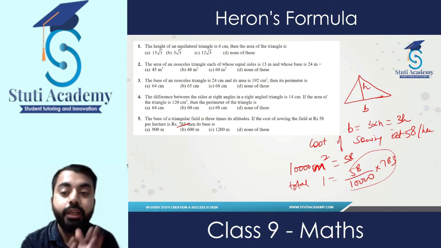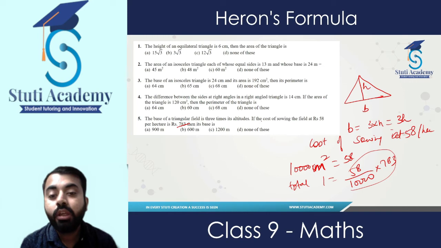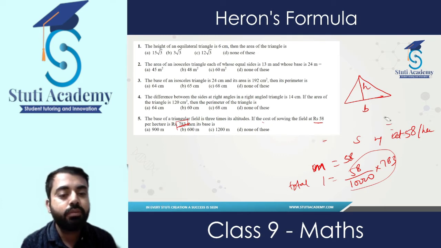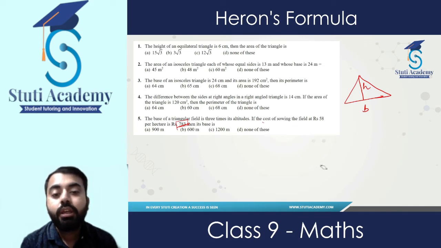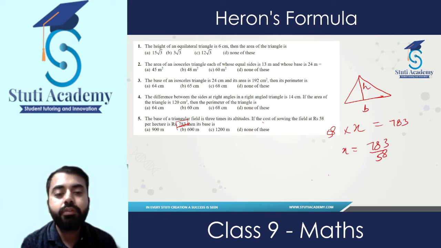Let me tell you, it was given to you that the cost of sowing the field at 58 per hectare was 783. Its base was thrice its altitude. I had to find out its base. Firstly, move this, we don't need this now. I'm going to explain this way. You had to find out its total area. Let's say total area is x. Multiplying with 58, I got 783. x will be 783 by 58.